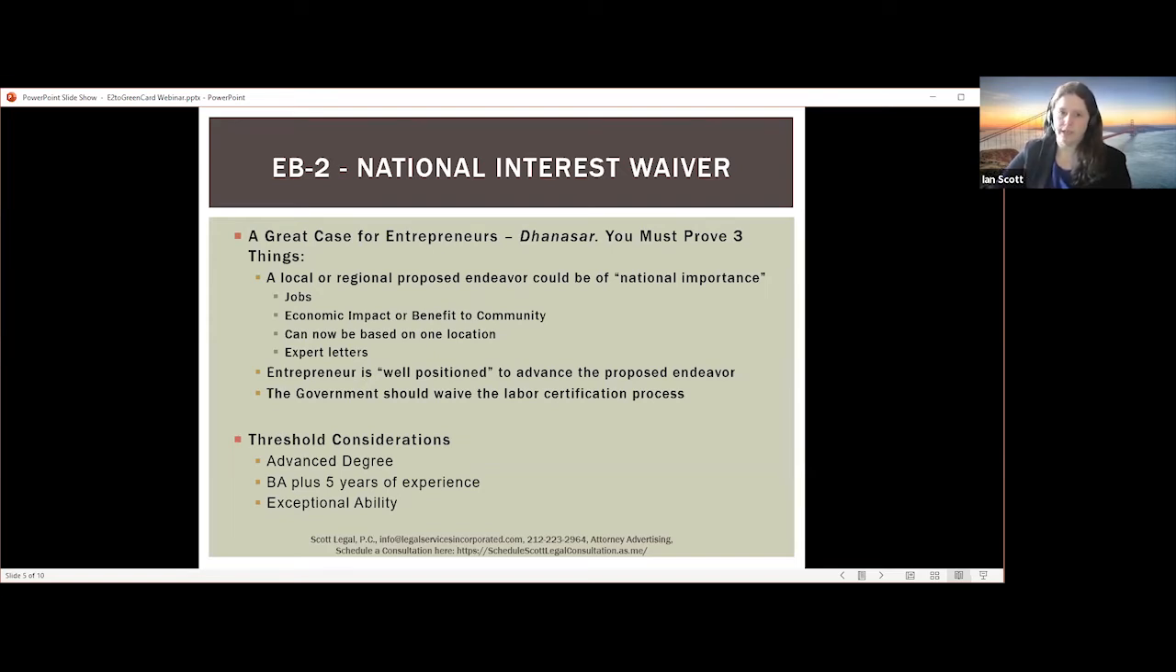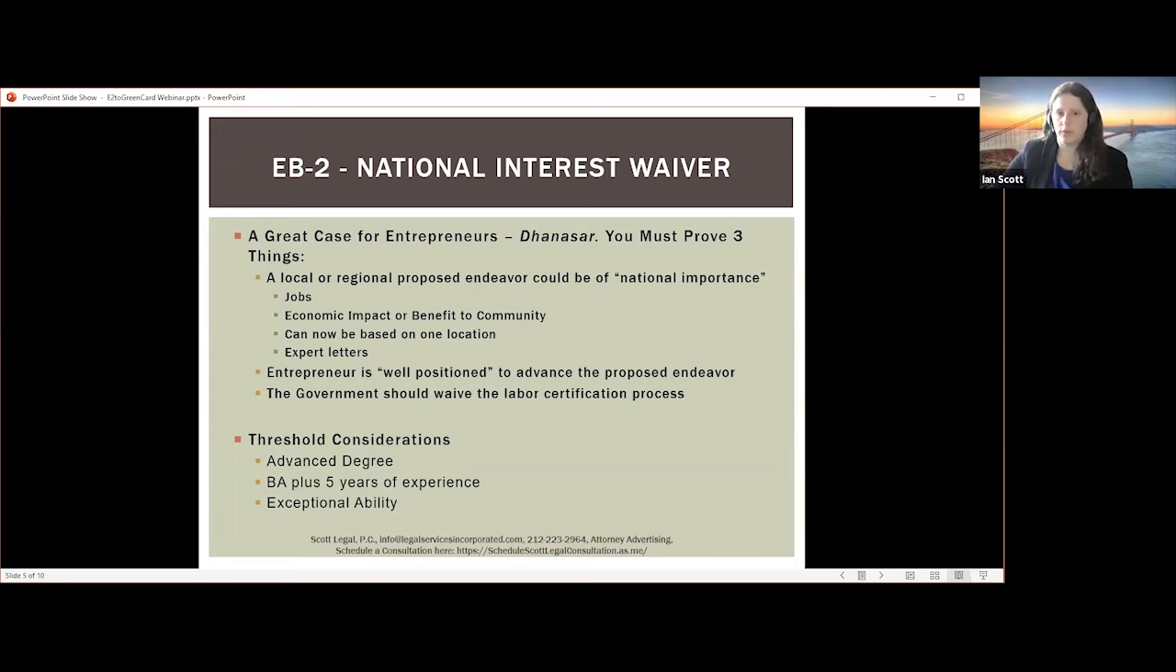The last requirement is that, on balance, it's beneficial to the US to waive the requirements of the job offer and labor certification. So things to consider here are whether it's impractical for the applicant to secure a job offer or for the petitioner to get a labor certification in light of the nature of the endeavor and the applicant's qualifications.